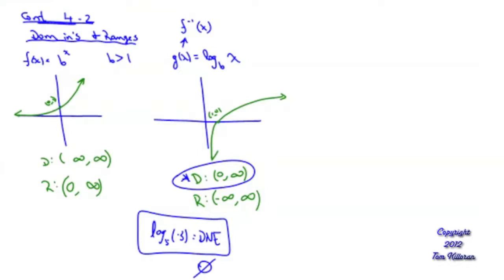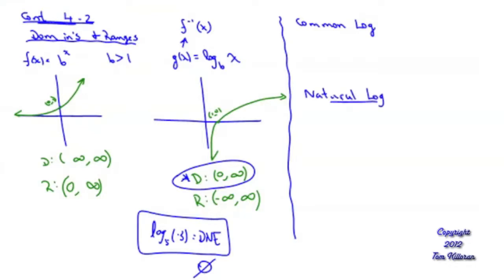So last class we talked about just basic logs with a different base all the time. I want to talk about two special ones. The common log and the natural log. Now, on your calculators, there's two buttons. One of them is LOG. That's the common log. We'll talk about that in a second. The other one is LN, and that is called the natural log.